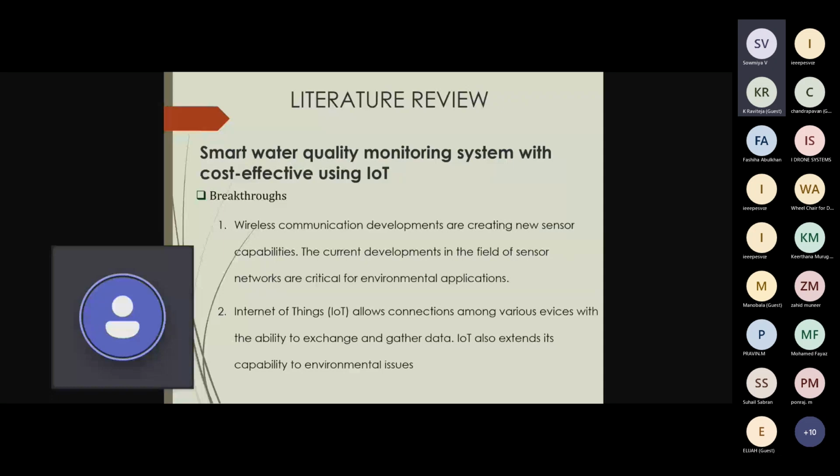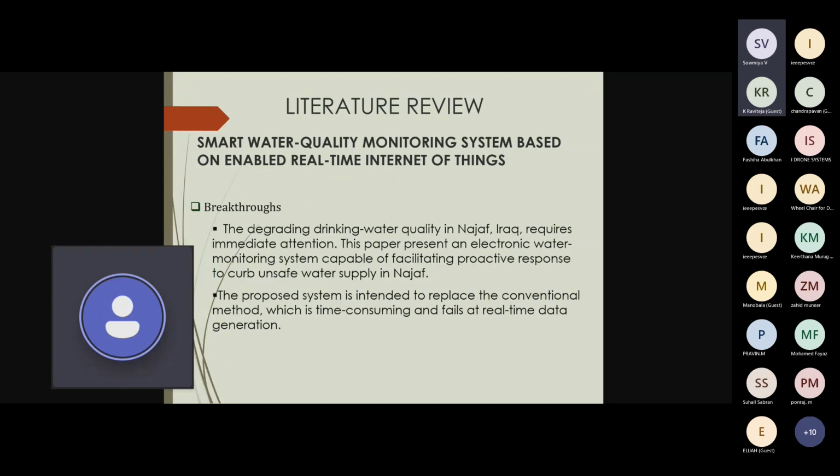These are the next literature review. Wireless communications developments are creating new sensor capabilities. The current development in the field of sensor networks is critical for environmental applications. Internet of Things allows connections among various devices with the ability to exchange and gather data. IoT also extends its capability to environmental issues.